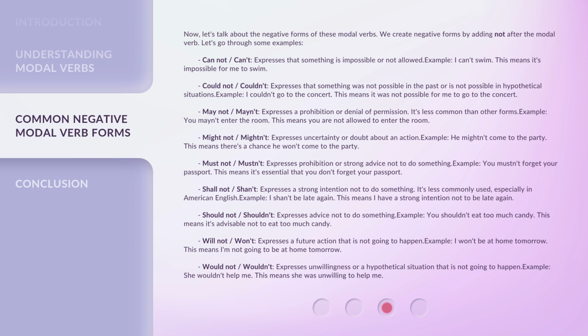Might not, mightn't, expresses uncertainty or doubt about an action. Example: he mightn't come to the party. This means there's a chance he won't come to the party.